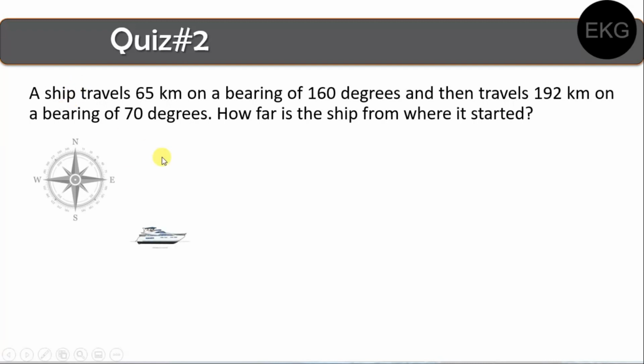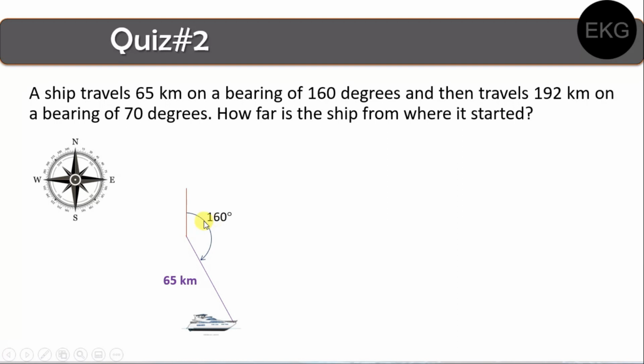ship and a compass to measure the bearing. So we have a ship that travels 65 kilometers on a bearing of 160 degrees. To draw this bearing, we start with a line representing the north line, and from this line, we measure 160 degrees. So measure 160 degrees, past 90 degrees, so this is 70. This is the direction that this ship will travel to.